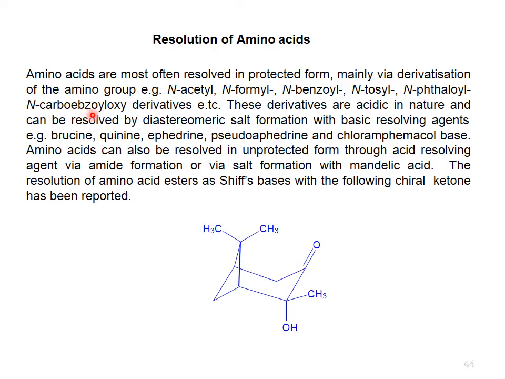Amino acids can also be resolved in unprotected form through acid resolving agents via amide formation or via salt formation with mandelic acid. The resolution of amino acid ester as a Schiff base with the following chiral ketone has been reported. This is a chiral ketone because this is the chiral center. Here this compound has some chiral centers, and the resolution of amino acid ester as Schiff base with the chiral ketones has been reported in the literature for the resolution of amino acids.